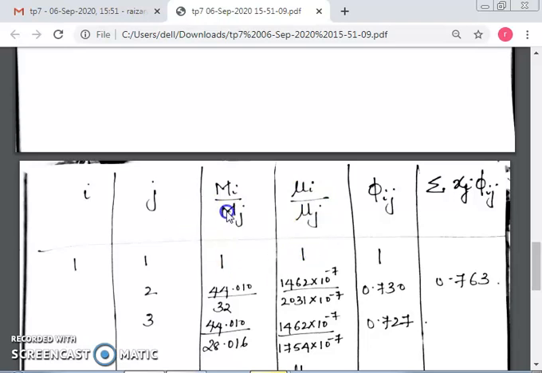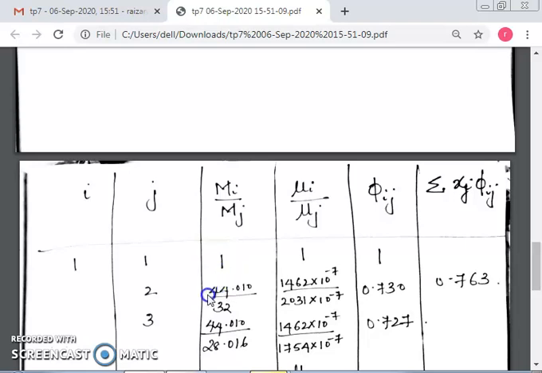So, let us find out the Mi by Mj value for this. So, here Mi by Mj means this is species 1, and here also j is 1. So, each of these 1 corresponds to carbon dioxide. So, the ratio of the molecular weight of carbon dioxide divided by the molecular weight of carbon dioxide will be equal to 1.